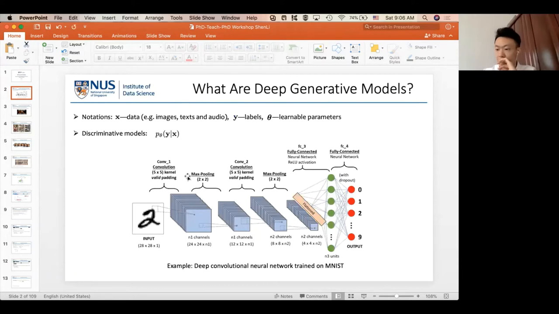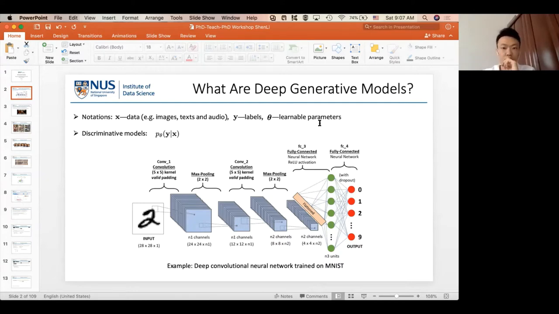Okay, firstly, we need to understand what deep generative models are. So throughout the whole workshop, we use the following notations. We let X denote data such as images, text, or audio. And we let Y be the labels if available and theta the learnable parameters.